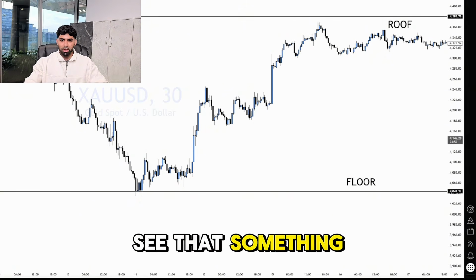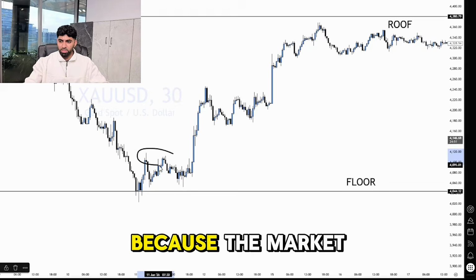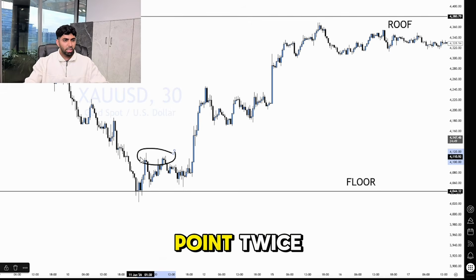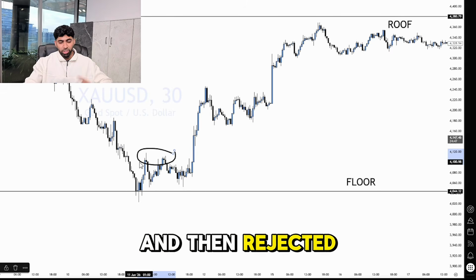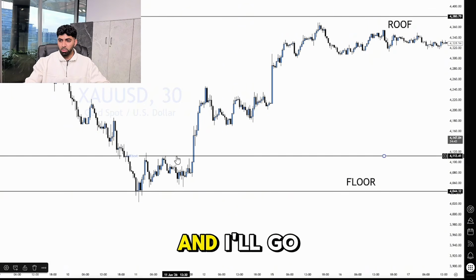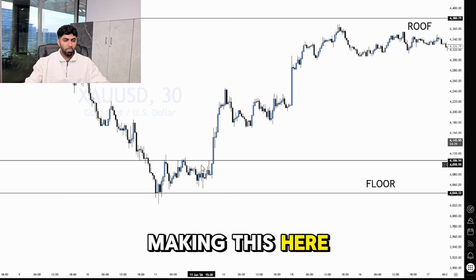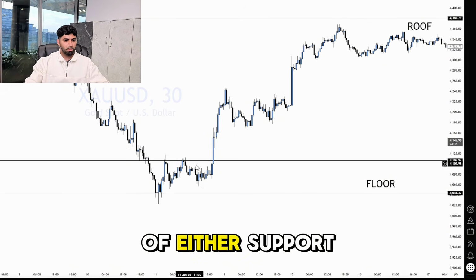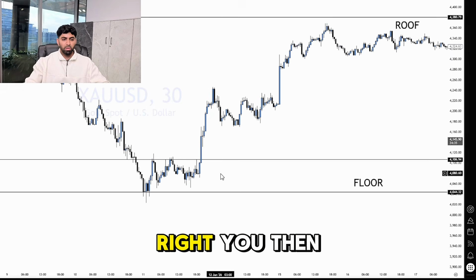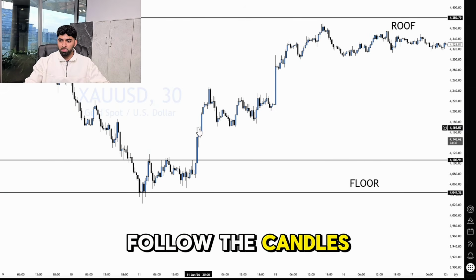So you can see that something happened over here at this point because the market reached this high point twice and then rejected and came down from there. So all I'll do is I'll take my line and place it at the body of those candles, making this here now another level of either support or resistance, right? You then continue doing this where you follow the market, follow the candles, follow.